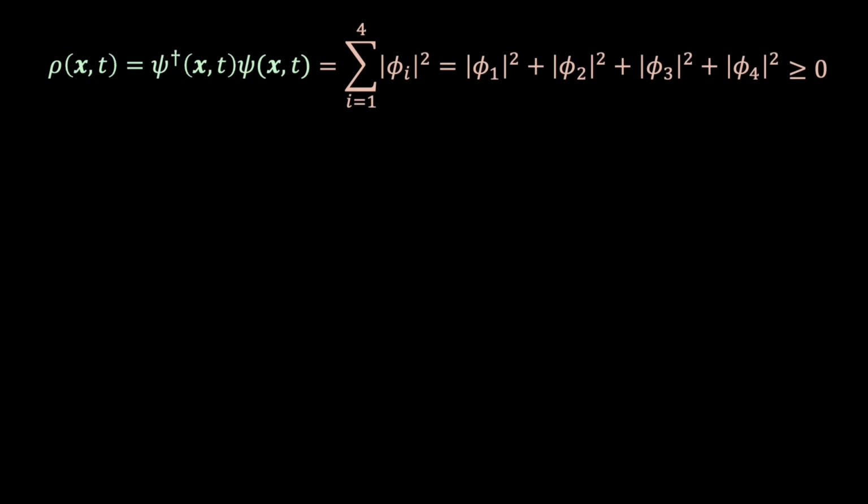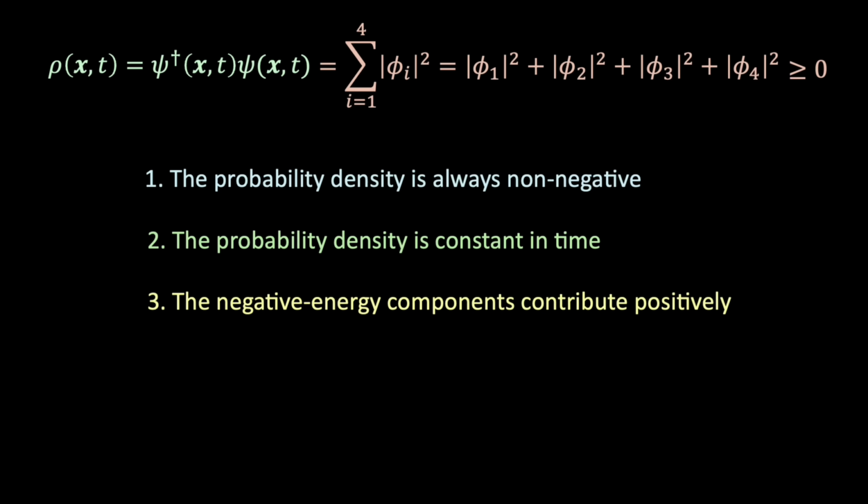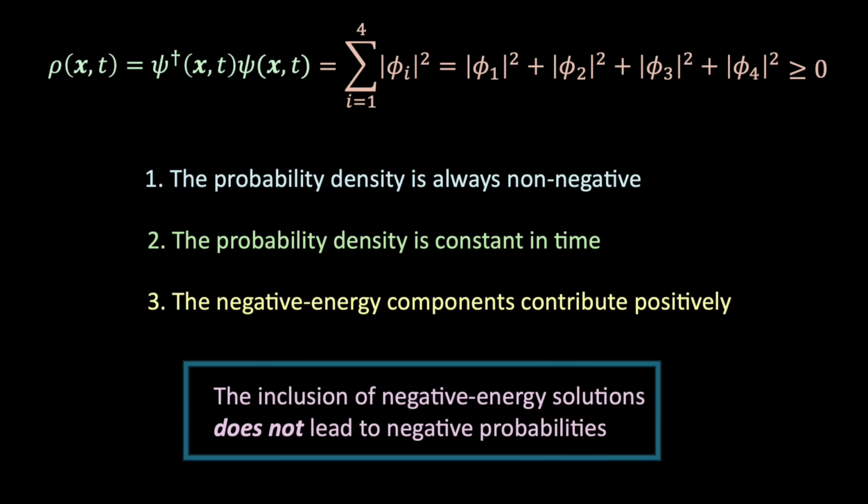This tells us 3 important things. Firstly, the probability density is always non-negative, no matter what energies the components carry. Secondly, the probability density is constant in time. The time dependence cancels out completely. And thirdly, the negative energy components contribute positively, just like the positive ones. So in short, the inclusion of negative energy solutions does not lead to negative probabilities. That major flaw in the Klein-Gordon equation simply doesn't happen here. The Dirac equation avoids it entirely.